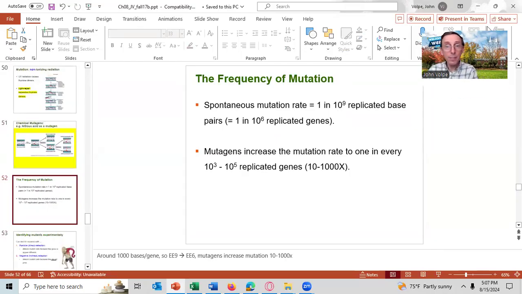All right, when we're talking about the frequency of mutation, you should realize that the spontaneous mutation rate is about one base in 10 to the ninth replicated bases. So the mutation rate is 1 in 10 to the ninth bases. As 1,000 bases make an average gene, that means there's one gene going to be mutated in a million genes. And that doesn't sound very high, 1 in 1 million.